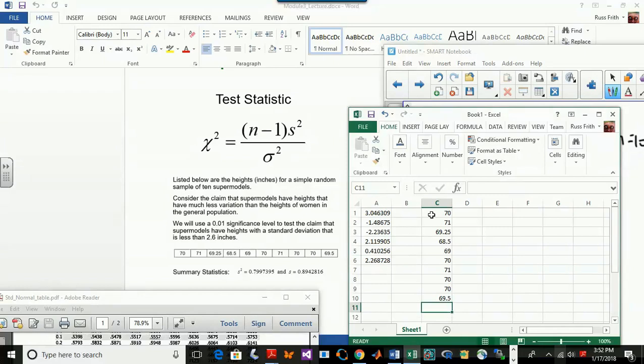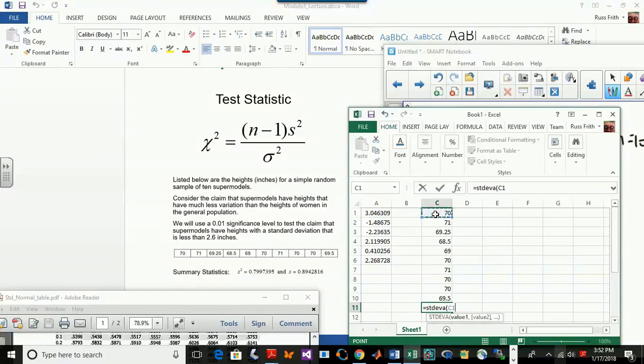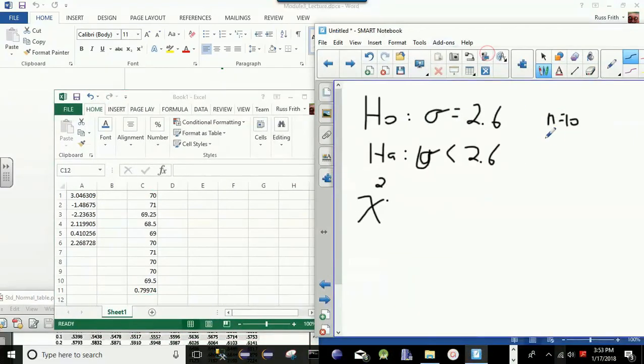Okay, so here are our data, and we want to calculate the standard deviation. To select the range, I select the cell, hold my left mouse button down, and drag through the range. Notice that it populates the cell range in the argument list for standard deviation. Close parentheses, and I get that value as my sample standard deviation. Here they say s is 0.89. No, it's 0.7994. So that's my sample standard deviation. I'm going to use that one, not the one the book uses.